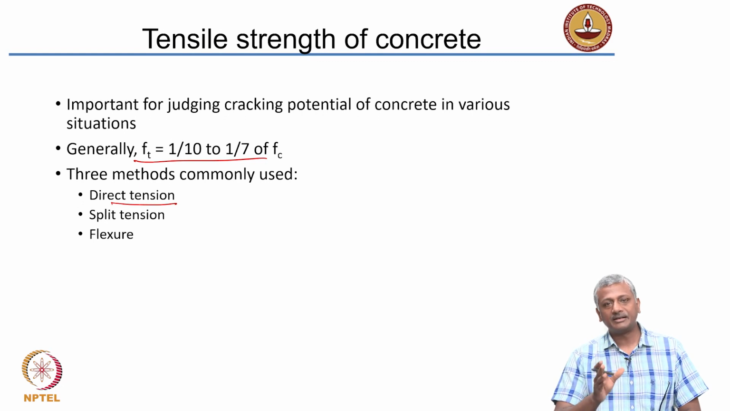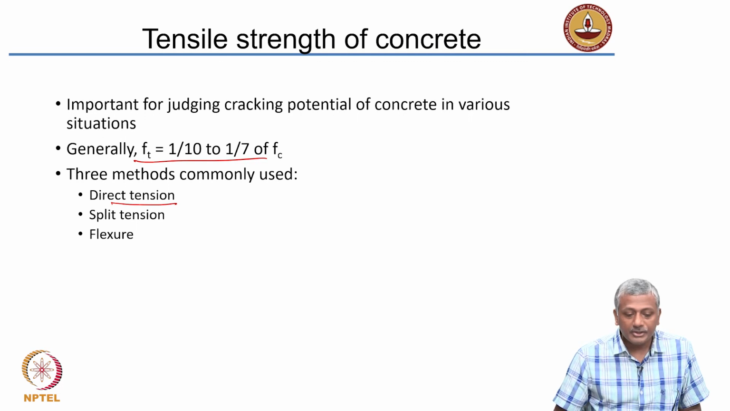Okay. Please remember that cardinal truth about any material like concrete, brick or stone is that it does not fail because of compression, it fails more because of tension capacity being exceeded. Okay. So, what is direct tension?